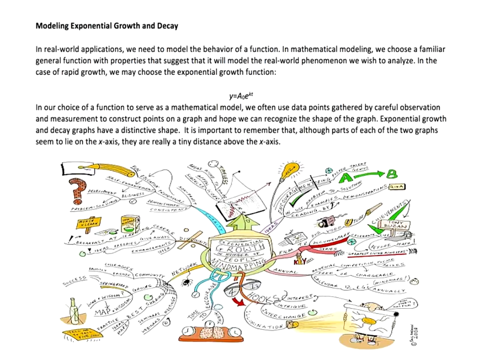So don't forget, exponential growth and decay have two distinctive shapes. One obviously being a rapidly increasing function, the other one rapidly decreasing. So it is important to remember that although parts of each of the two graphs seem to lie on the x-axis, they are really a tiny distance above the x-axis because of their inability to actually ever equal 0.